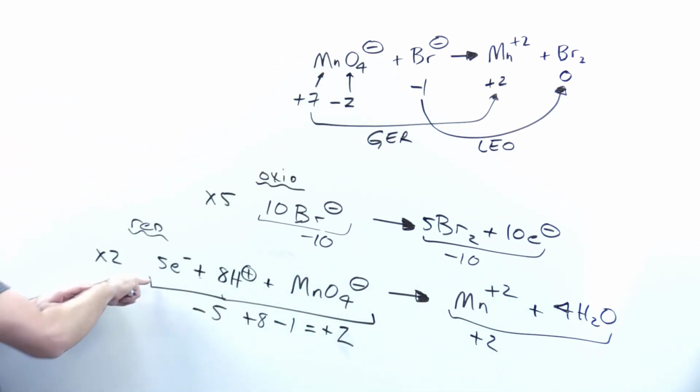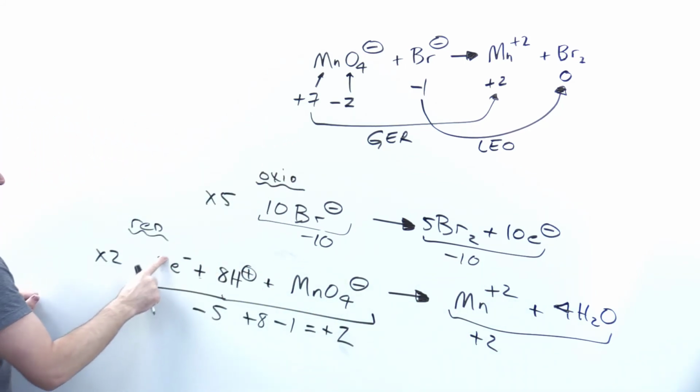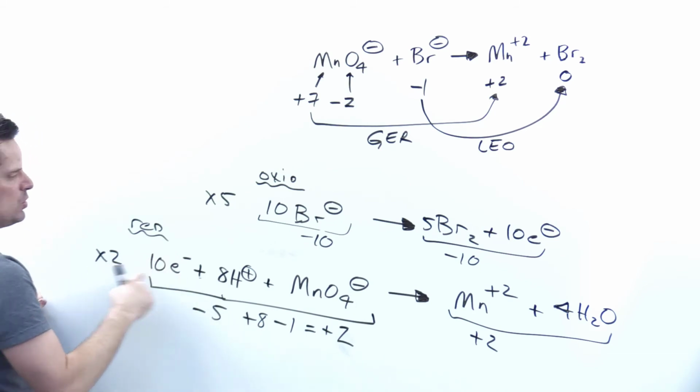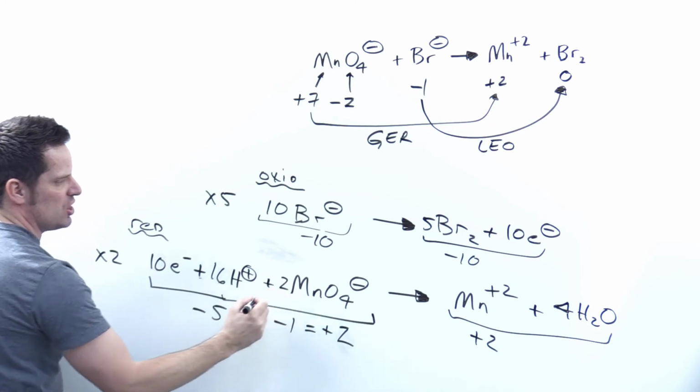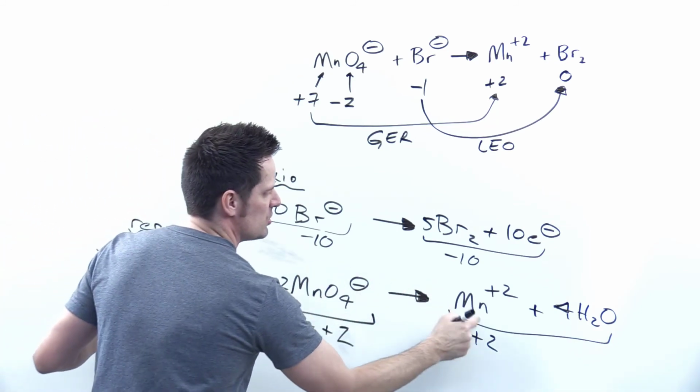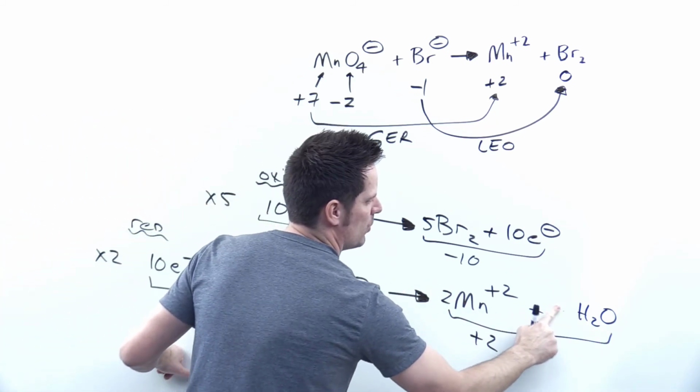Now I'm going to take 2 and multiply it by everything here. 2 times 5 here is 10. 2 times 8 is 16. 2 times an implied 1 is 2. And then I continue going through. 2 times this is 2. 2 times that 4 is 8.